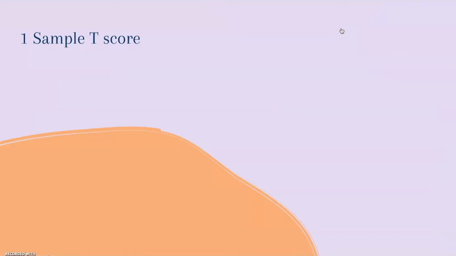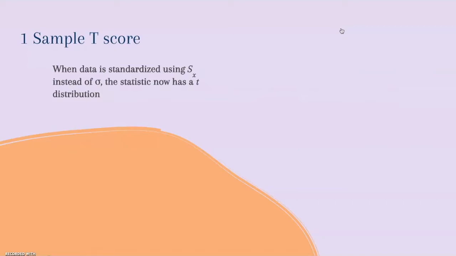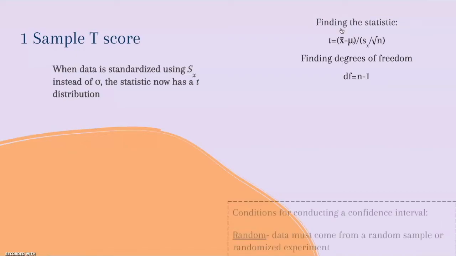Next is going to be one sample t-score for a t-interval. And basically the difference is when the data is standardized using S sub x instead of sigma, the statistic now has a t-distribution. So that means you're checking a sample rather than the whole population. And then to find the statistic, you're going to use t equals x bar minus mu divided by S sub x divided by the square root of n. And then finding degrees of freedom is pretty simple. It's just n minus 1. So it's your sample size minus 1.